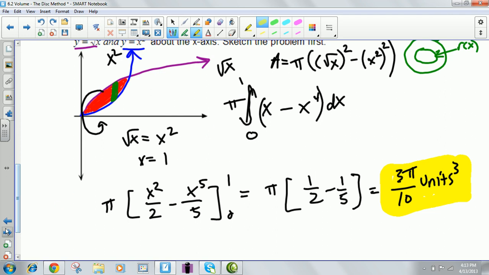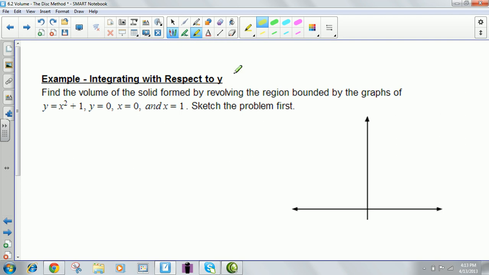Okay, let's try one that's a little more involved here. Find the volume of the solid formed by revolving the region bounded by the graphs there, and then sketch the problem. There's one other part to this that you have to know before you try this on your own. The part that I left out is you're going about the y-axis. So you spin it about the y-axis.